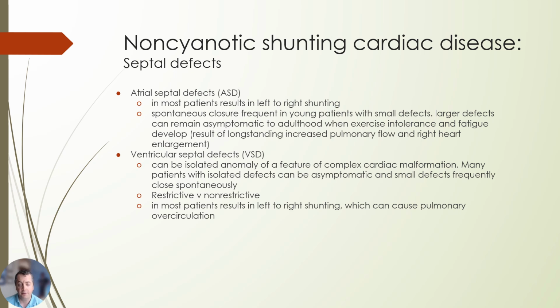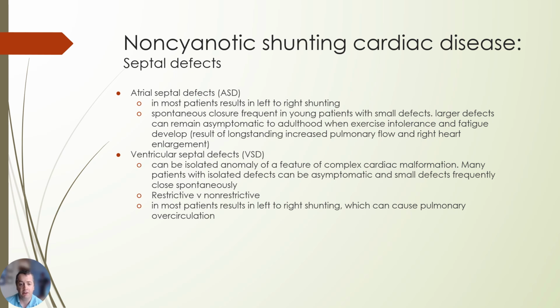The first of these is septal defects, atrial and ventricular. Atrial septal defects in most patients result in a left to right shunt, and spontaneous closure is frequent in young patients with small defects. Larger defects often remain asymptomatic up to adulthood when they start to have fatigue and some exercise intolerance. Ventricular septal defects can be an isolated anomaly or a feature of a more complex malformation. Many patients with isolated defects, especially if small, can be asymptomatic, and those small defects often close spontaneously.